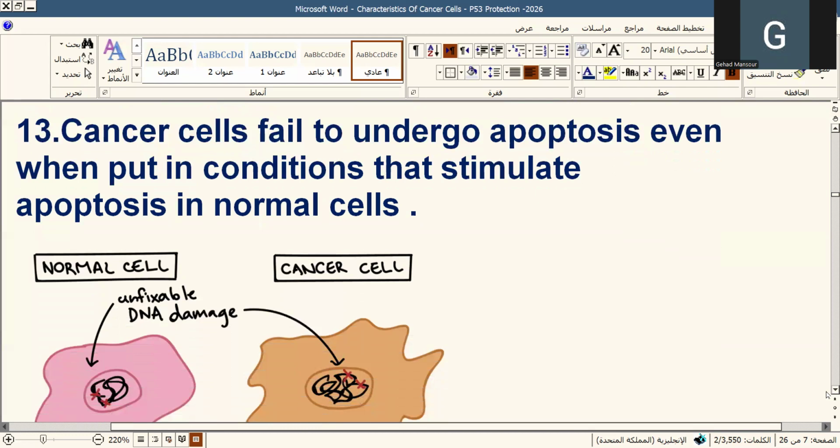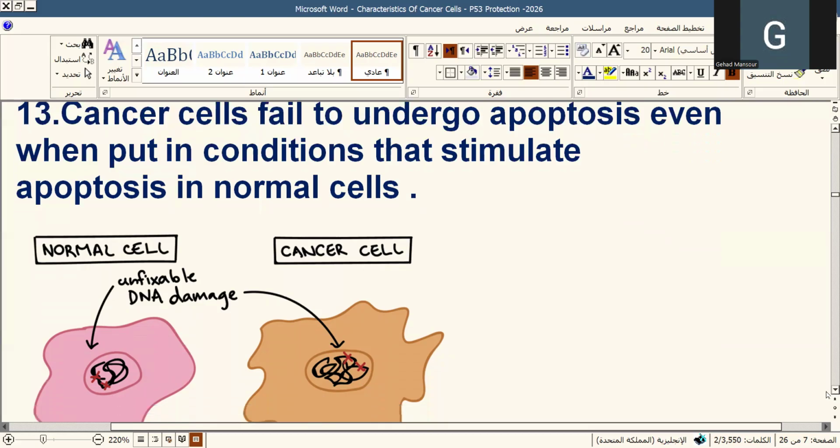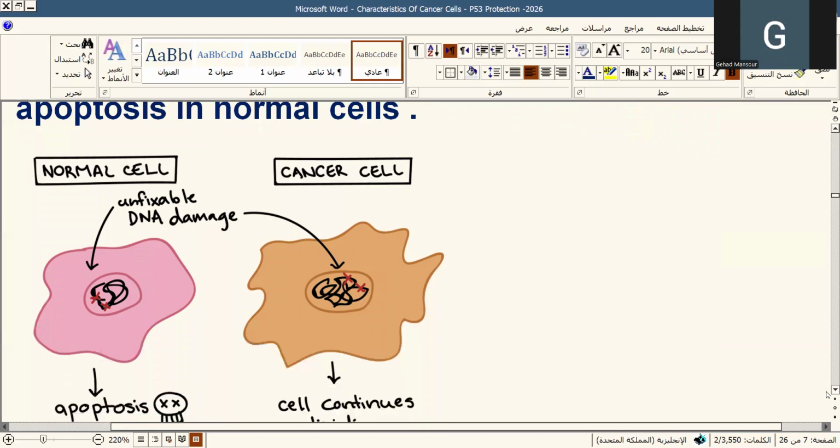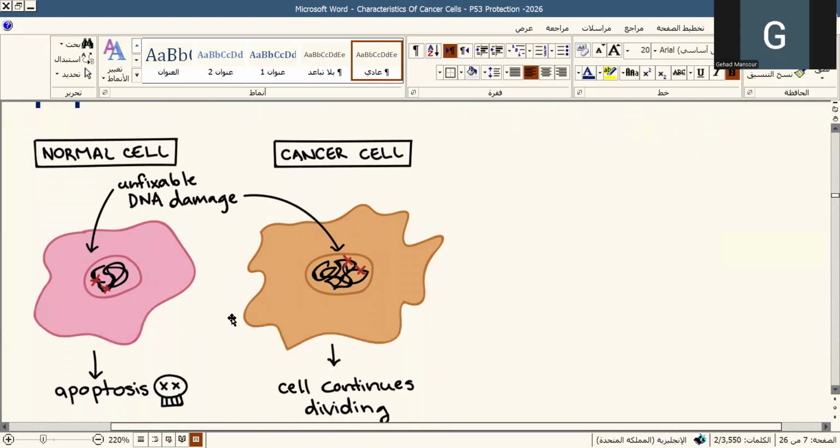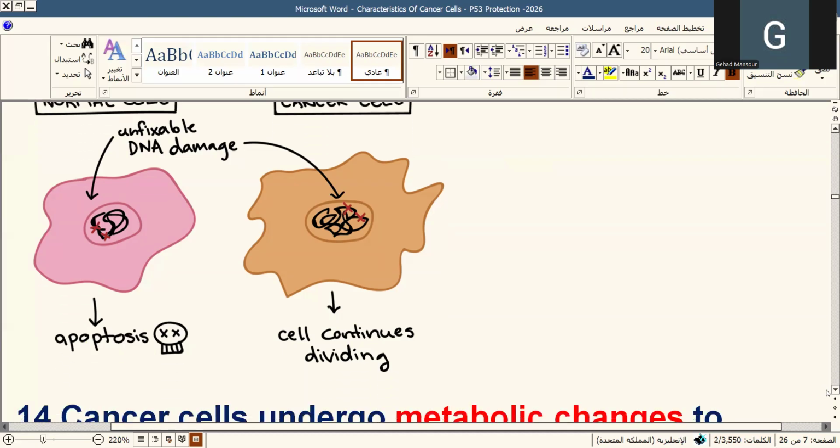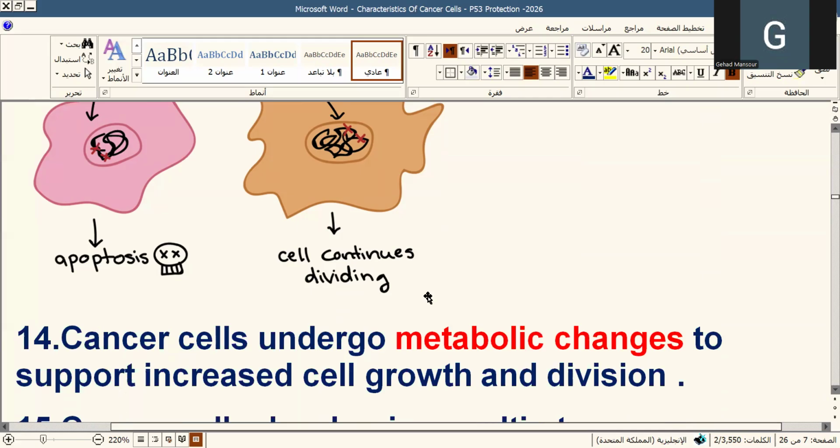And as we said before, although these cancer cells have all the abnormalities that should trigger the biochemical pathways of apoptosis, yet they do not undergo apoptosis. So here we have a normal cell, and here we have a cancer cell. When a normal cell that is not cancerous has an unfixable or irreparable damage, then it will undergo apoptosis. But if a cancer cell has irreparable damage, it will continue dividing.